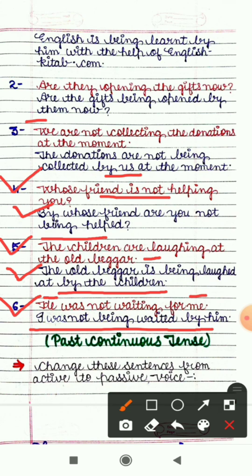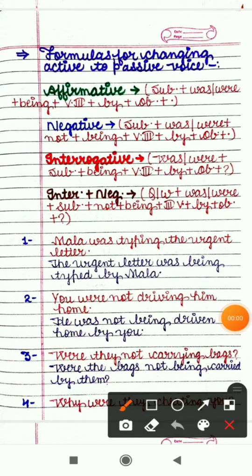Now we will change some sentences from active to passive voice that will be related to past continuous tense, and you have to write the heading: change these sentences from active to passive voice. So first of all, we will see the formulas of past continuous tense when we have to change the sentences from active to passive voice. Formulas for changing active to passive voice.